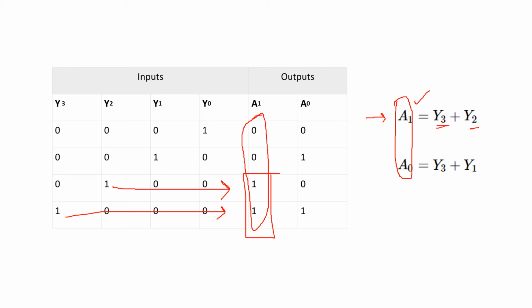Similarly, if you look at a0, a0 is high here and here. So a0 is high when y1 is high or y3 is high, that is y1 or y3. This is how we got the boolean functions for a1 and a0.